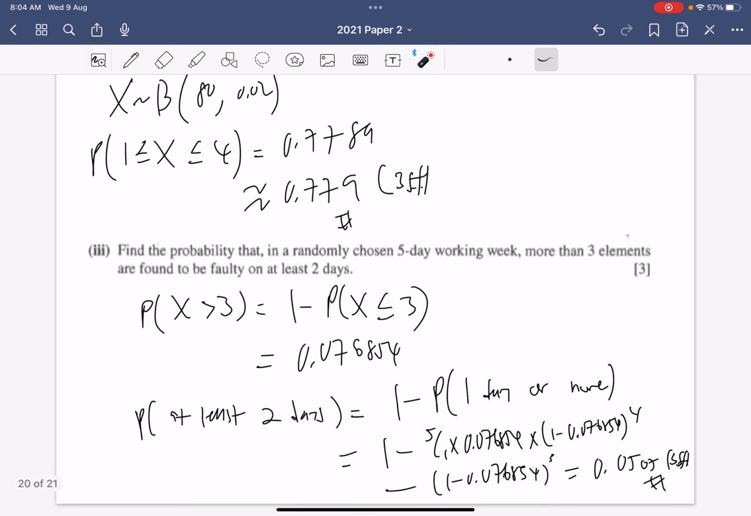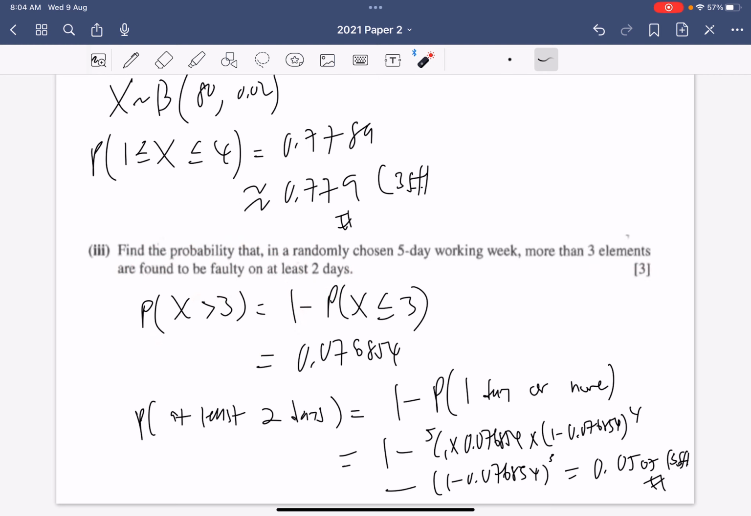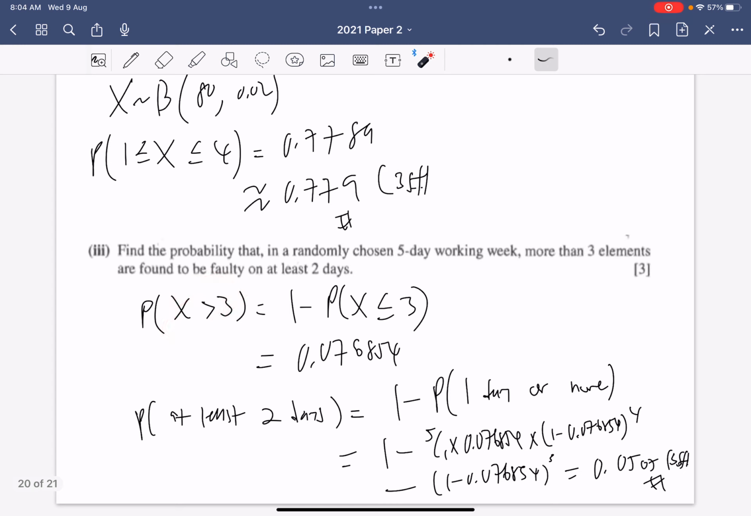Now we're supposed to find the probability that on a randomly chosen 5-day week, more than 3 elements are found faulty on at least 2 of the days. So we need to find the probability first that more than 3 elements are faulty. So the probability that 3 or more elements are faulty is just 1 minus this. We just use GC to find this and you get the answer here.